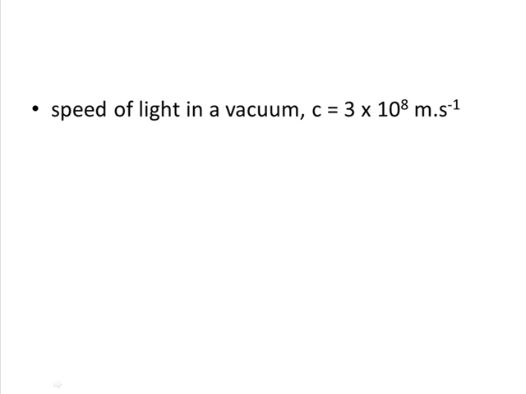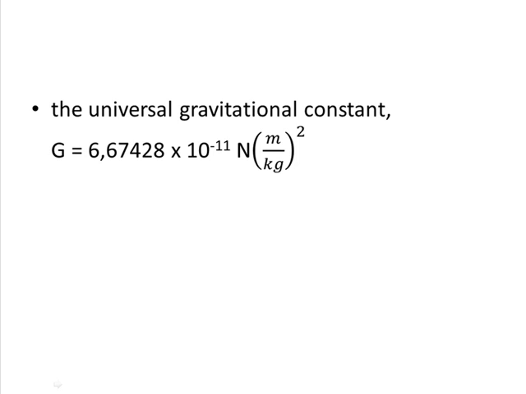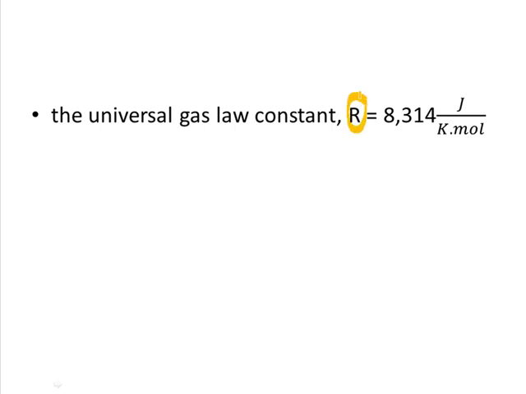Light always travels at the same speed in a vacuum, so its constant speed, 3 times 10 to the power 8 meters per second, is given a special symbol, small c, like in E equals mc squared. The universal gravitational constant is given a capital G, and here's its value. Universal gas law constant, capital R, and there is its value.